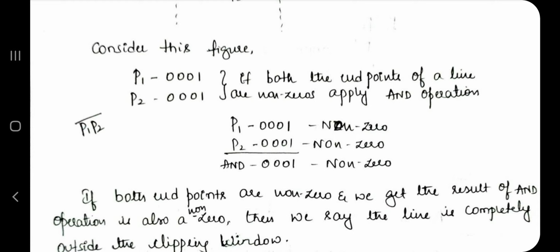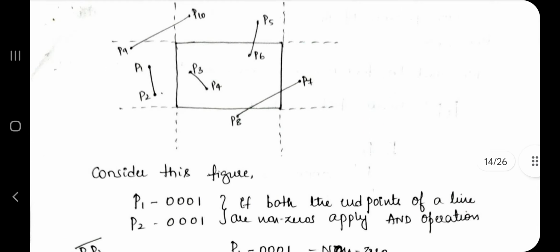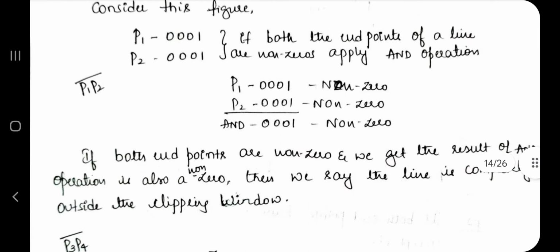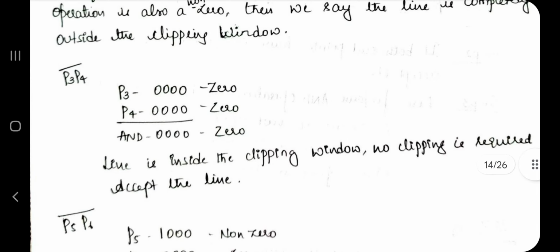The other way, you can get both as 0. In this case, you will get both as 0, P3 and P4. So if you do the AND operation also, you will get 0. In that case, the line is to be considered, it is inside the plane.